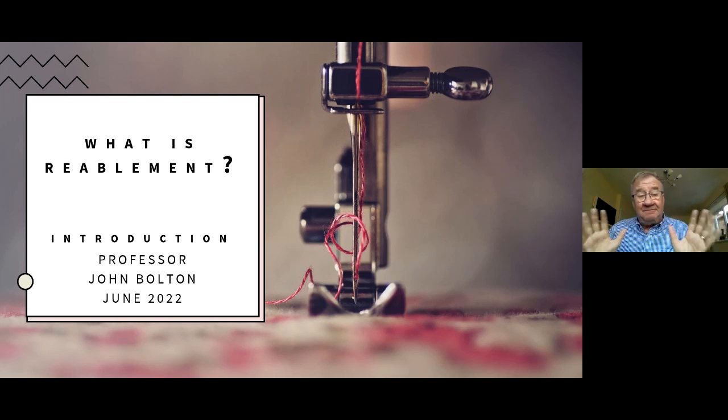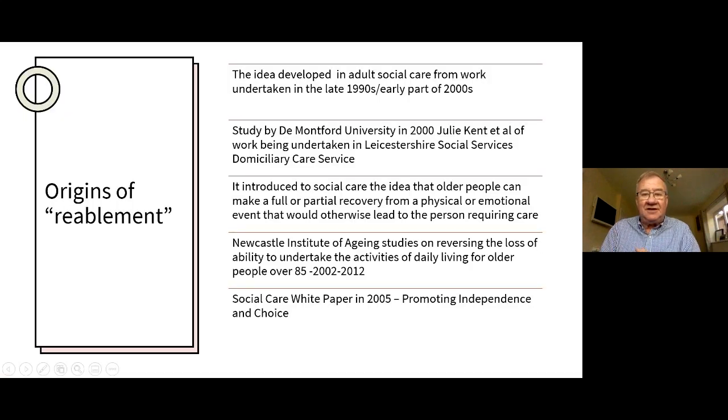So let's start with the first slide, which takes us to the origins of reablement. Frankie, can we have the first slide? Thank you. So I think it's quite interesting to note this is a really very recent concept. In fact, I don't think the word reablement appeared in the Oxford Dictionary till about 2 years ago. It emerged out of thinking in the late 1990s, early 2000s.